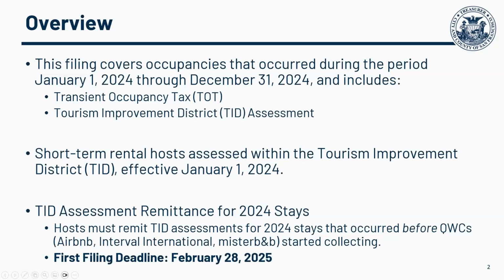For this filing, hosts will need to remit the Tourism Improvement District assessment for any 2024 stays that occurred before a qualified website company such as Airbnb, Interval International, and Mr. B&B started collection. Generally, this filing will be due annually by January 31st each year, but the filing for 2025 has been extended to February 28, 2025.